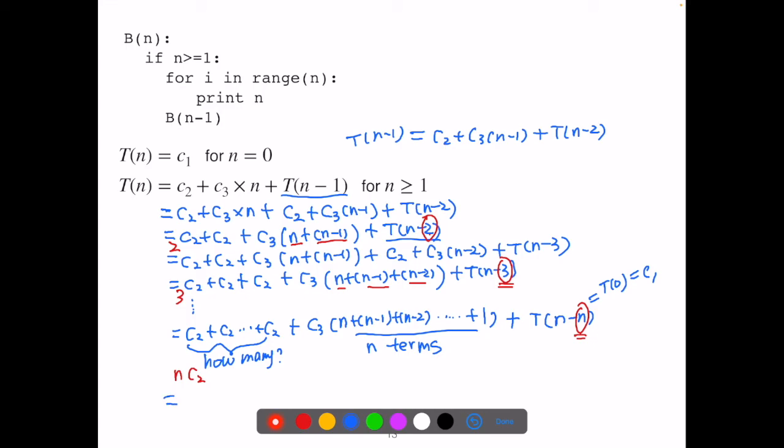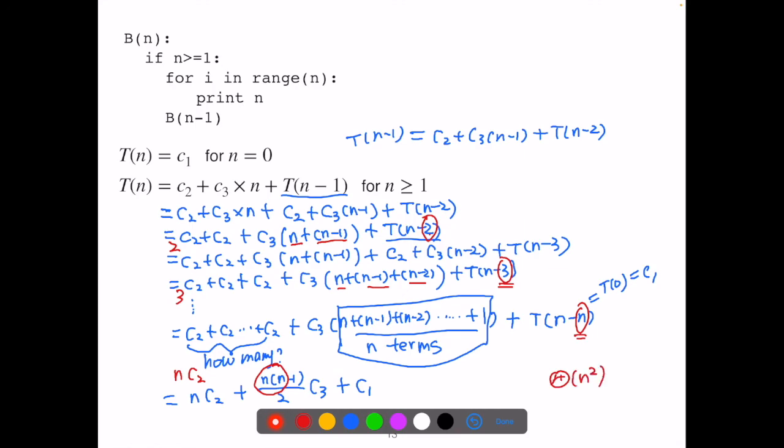Now we know in the end we'll have n C2 plus, what is this? 1 plus 2 plus 3 plus all the way to n. That'll be n times n plus 1 over 2 times C3. And then we have the last term C1. We can observe that the highest order term would be n squared. So we know the complexity of Bn is in theta n squared.